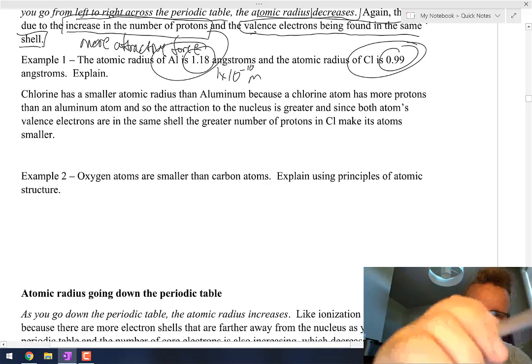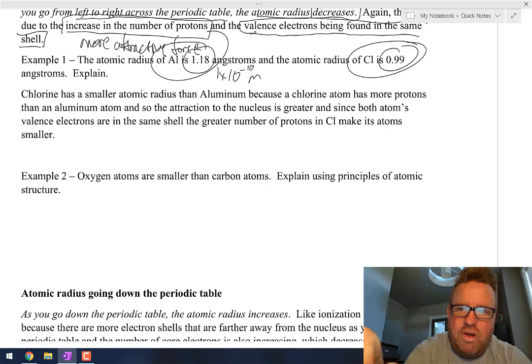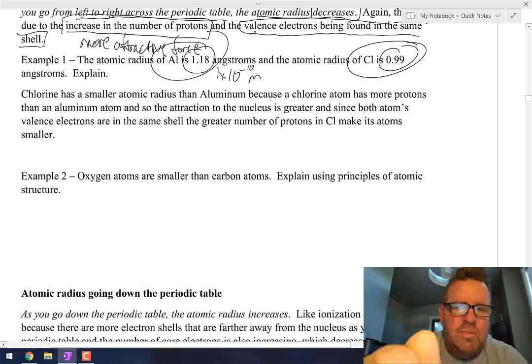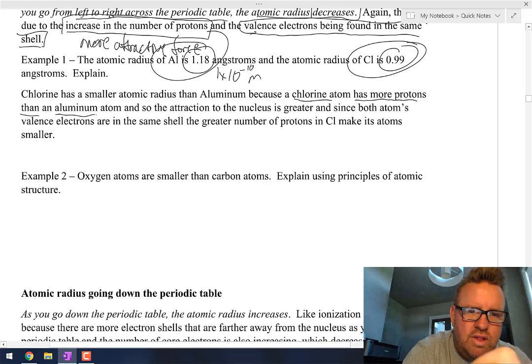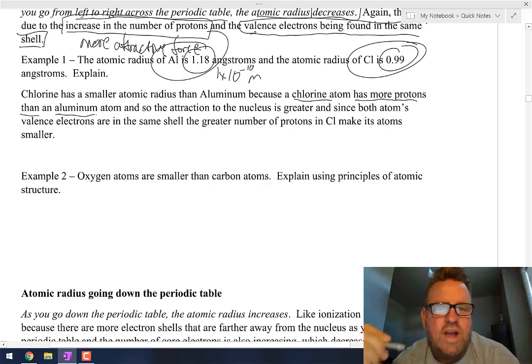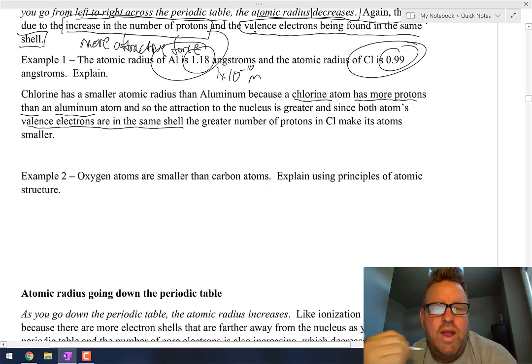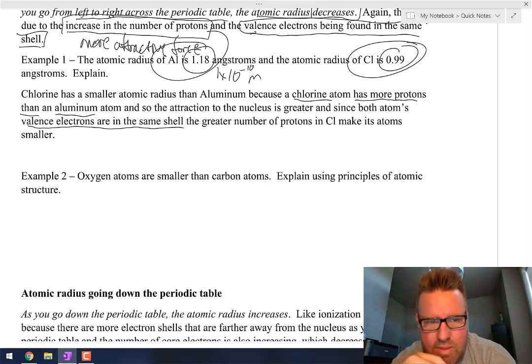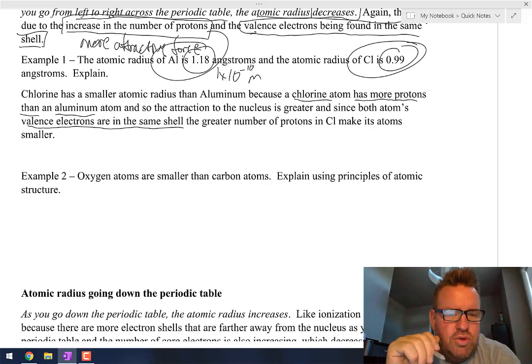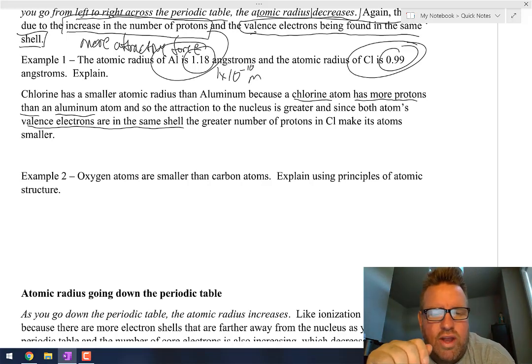Here's the answer. And here, again, I'm going to underline the parts that I'm going to look for in your answers. Chlorine has a smaller atomic radius than aluminum because a chlorine atom has more protons than aluminum. And so the attraction to the nucleus is greater. And since both atoms' valence electrons are in the same shell, the greater number of protons in chlorine make its atoms smaller.